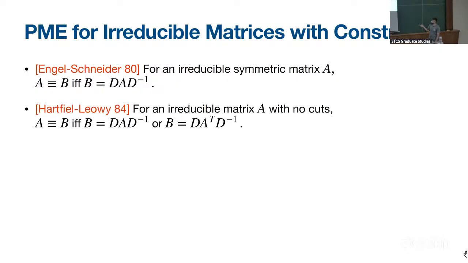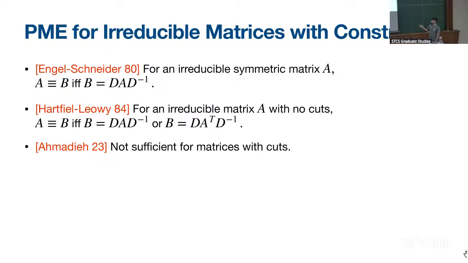Now, a few years later, Hartfield and Lewis showed that for an irreducible matrix A which does not have cuts, they are principal minor equivalent if and only if B is either diagonally similar to A or diagonally similar to its transpose. There are also other results, but these were related to putting some constants on the matrix entries. I am not going to mention these results. Note that the only case left here is when the matrices are irreducible and they have cuts. Recently, Amadia showed that these two principal minor preserving operations are not sufficient for matrices with cuts.